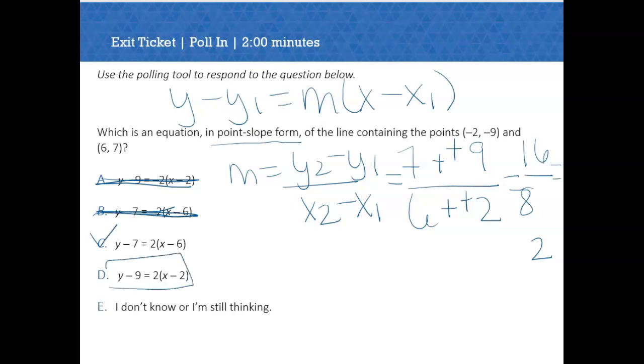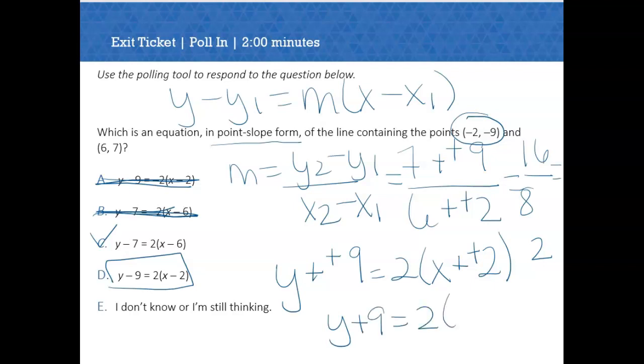Let's see why this doesn't work. If we have a negative, y minus y1 equals slope m times x minus x1. So when we have a double negative, this goes change, change, change, change. So we have y plus 9 equals 2 times x plus 2. So I mentioned earlier to look at these signs, that these are minus and these are always plus. Well, if you have negatives, those are pluses in here. So the sign here is always opposite what was given in the ordered pair.